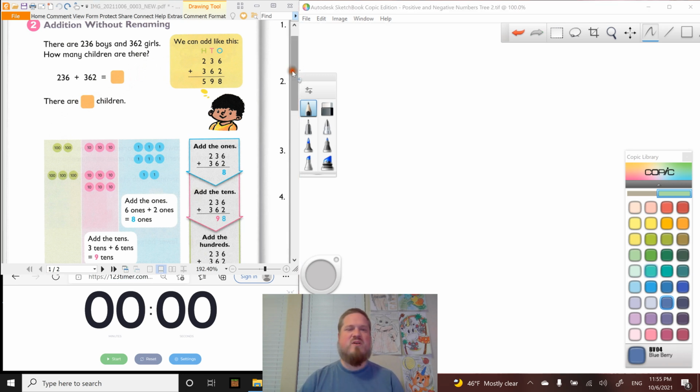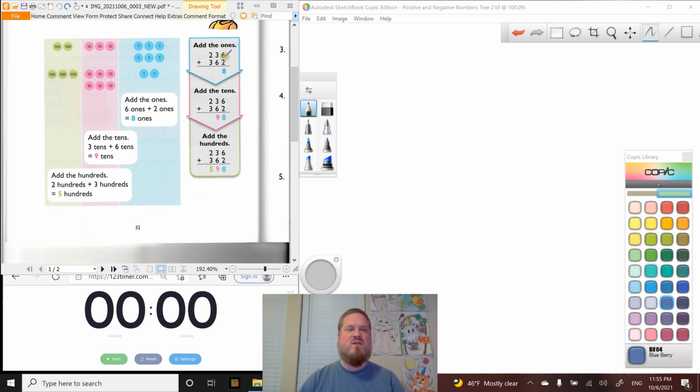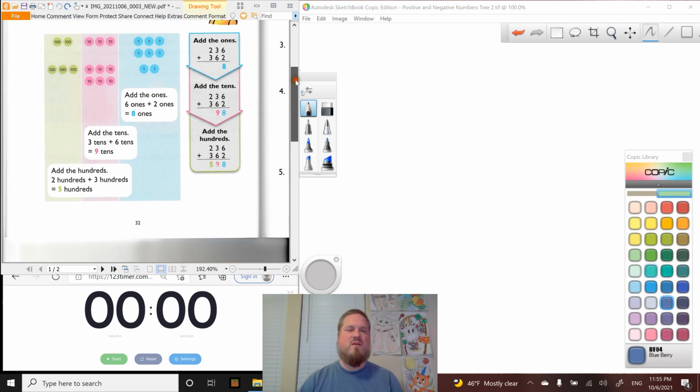So here's how the process works. Let's look down here. He's copied the same numbers down here, 236 and 362. So you start with the smallest place and add it first. So you add the ones place. 6 plus 2 is 8. Then you move on and add the tens place. 3 plus 6 is 9. Finally, you move on and add the hundreds place. 2 plus 3 is 5. All right.